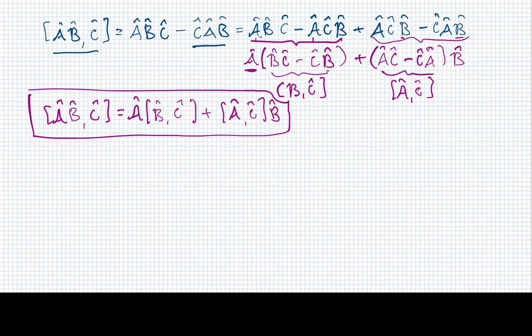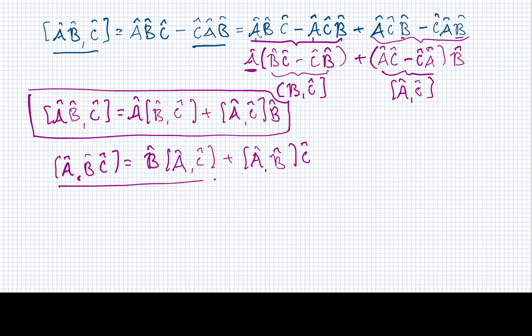I should note that you can also show this related identity, that this is equal to B times the commutator of A and C plus the commutator of A with B followed by C. So this is also true.